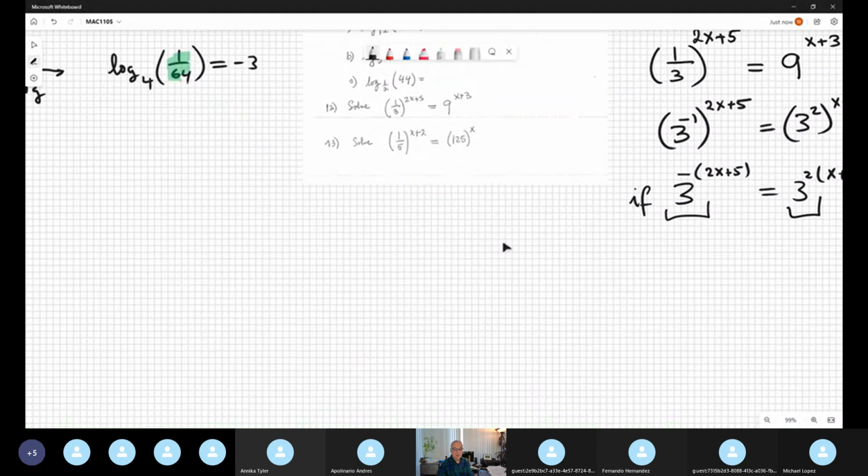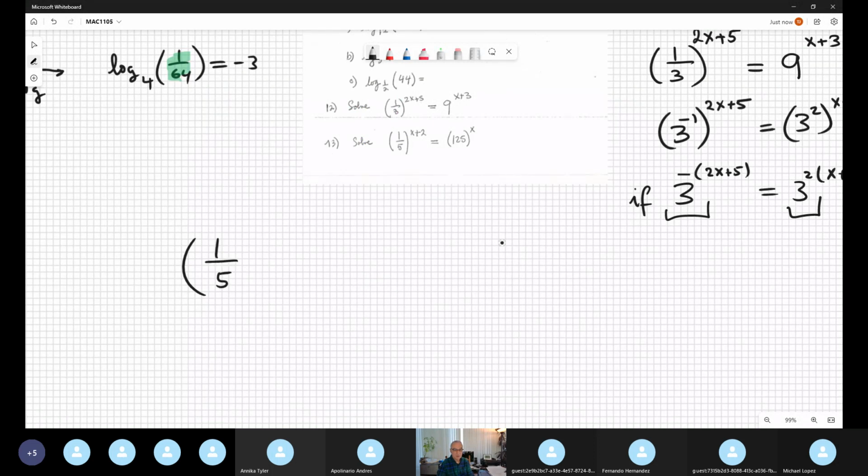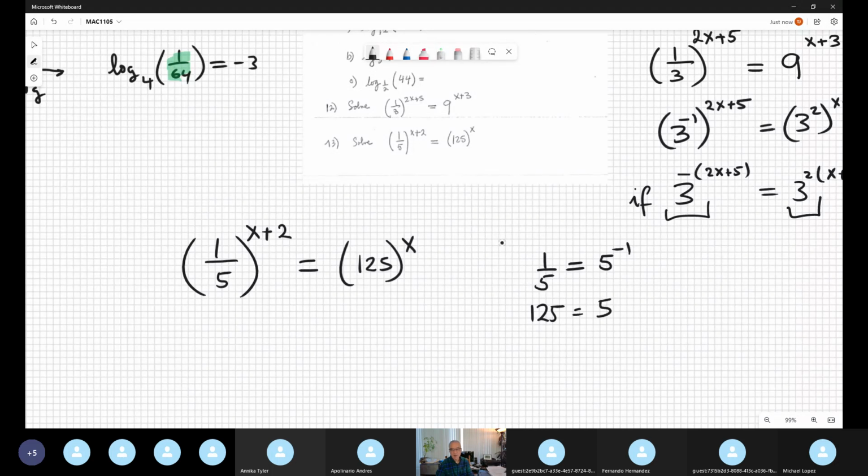Okay, now 13 is similar because the number involved is 1/5 raised to the x plus 2 equal 125 raised to the x power. But in one corner of the piece of paper, you copy 1/5 is 5 to the -1. And 125 is 5 cubed, because 5 times 5 is 25, and 25 times 5 is 125. And you replace, no 1/5 anymore, it is 5 to the -1 exponent raised to the x plus 2 equal 5 cubed, which is equivalent to 125, raised to the x power.